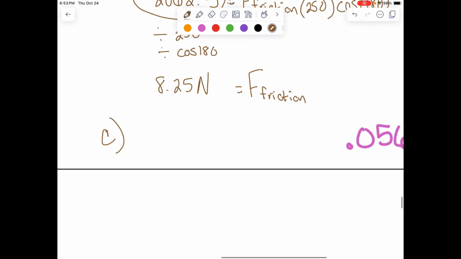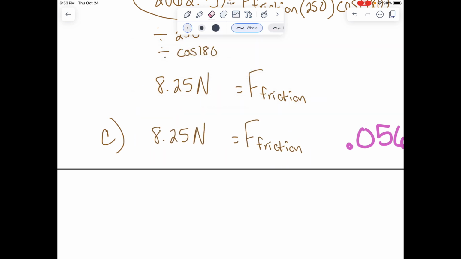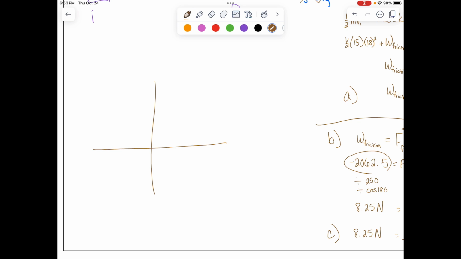And now we go one step further. They should remember from previous studies, especially their last test, that the force of friction is the coefficient of kinetic friction times Fn. They should be thinking, I need a quick little free body diagram. Here's your block. Here's the normal force. Here's the weight.